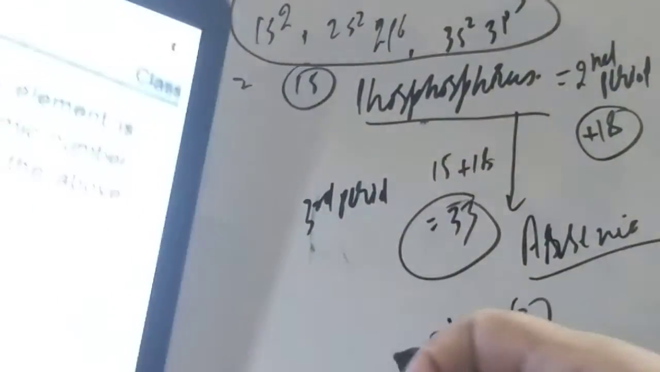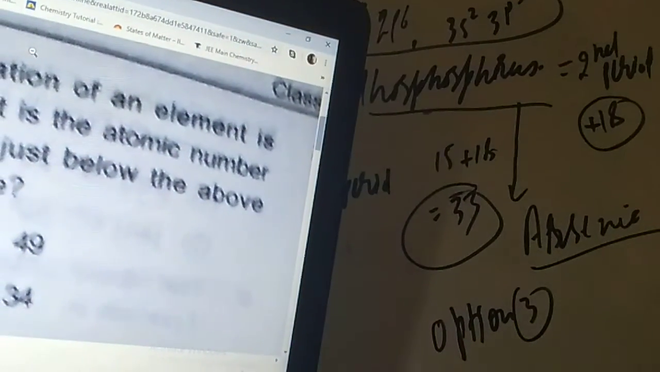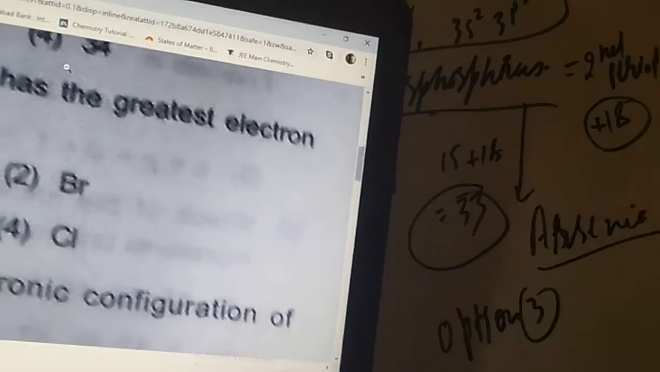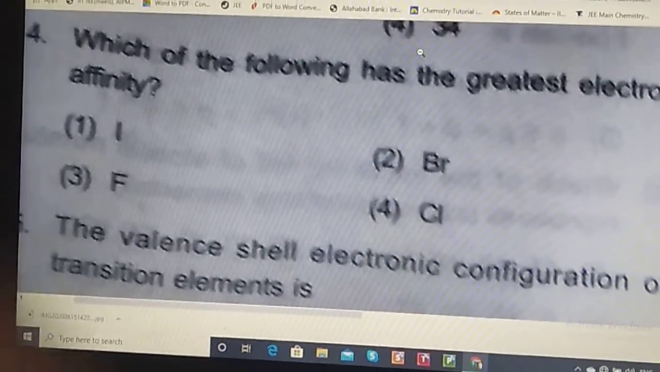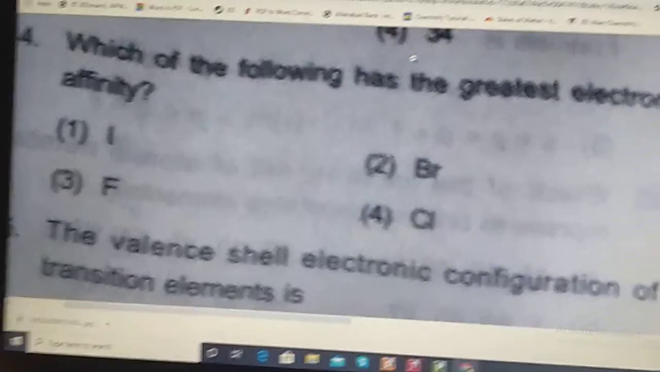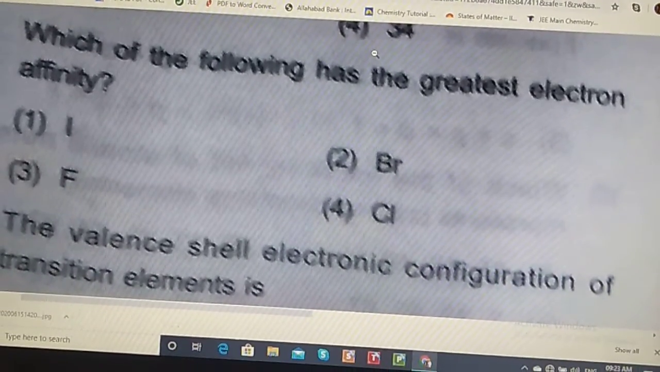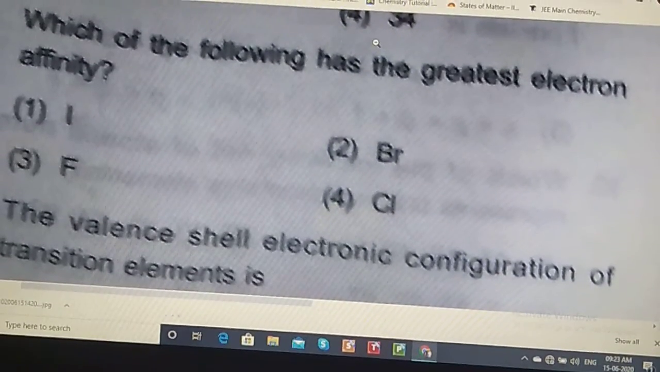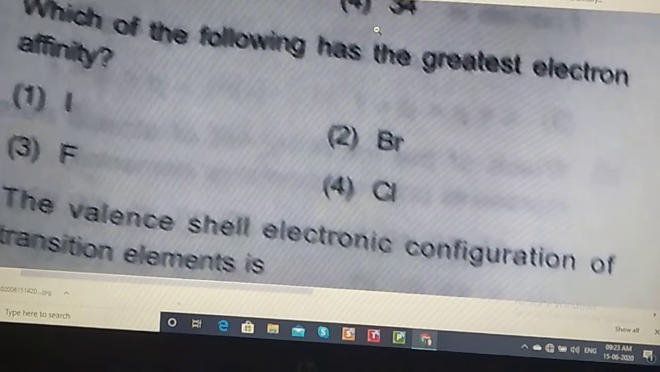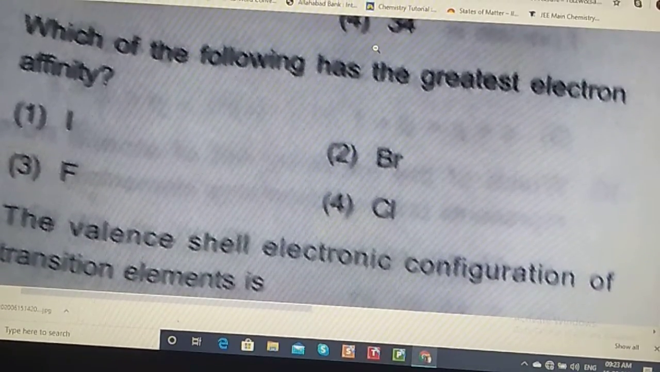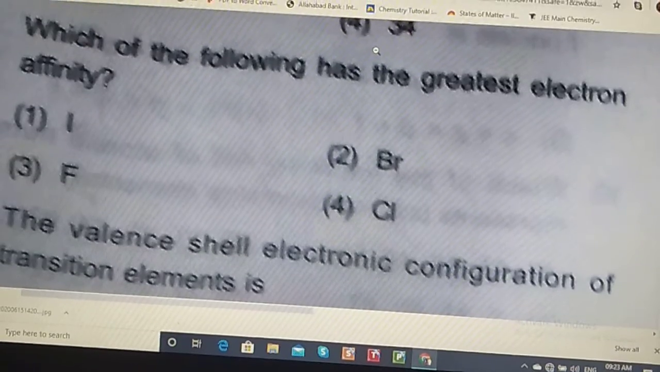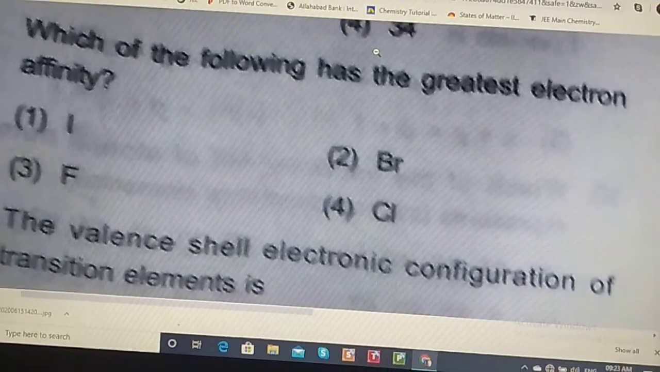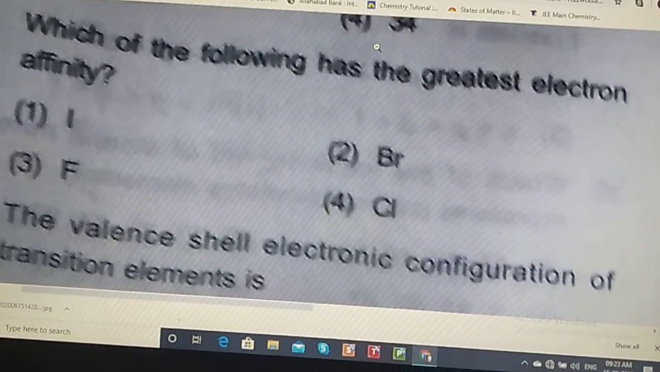Now students, let us move to question number 14. Let us try to understand what question number 14 is saying. Which of the following has the greatest electron affinity? Dear students, I told you that group 17 elements have the greatest electron affinity. But there is an exception in group 17 elements.